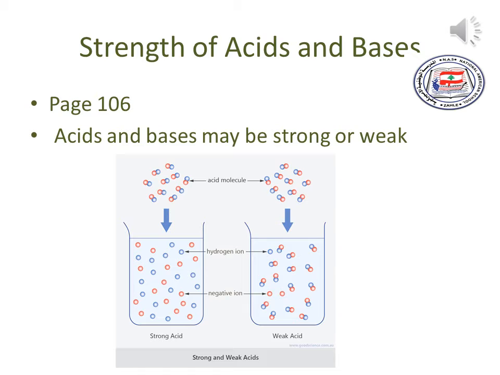Strong bases react in the same way. A strong base produces more hydroxide ions than does an equal concentration of a weak base. Ammonia is a weak base, sodium hydroxide is a strong base.